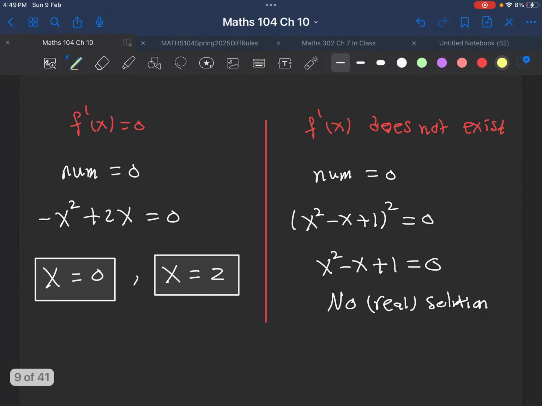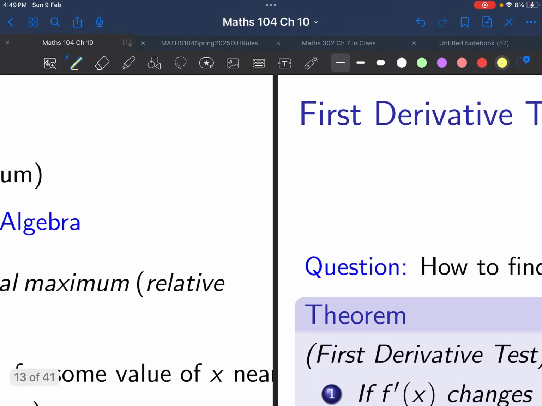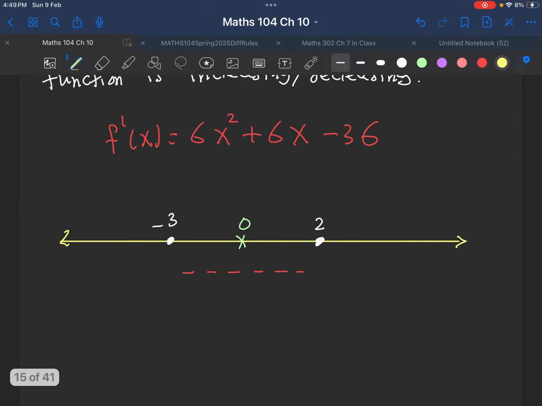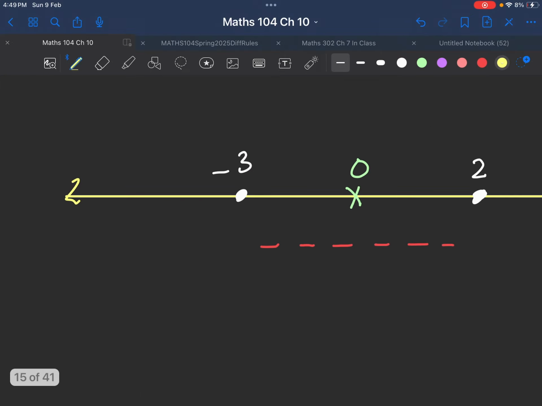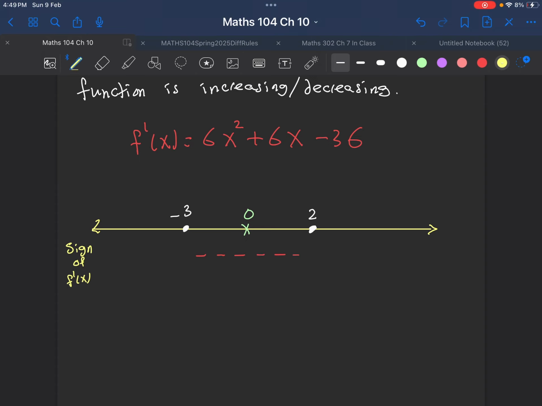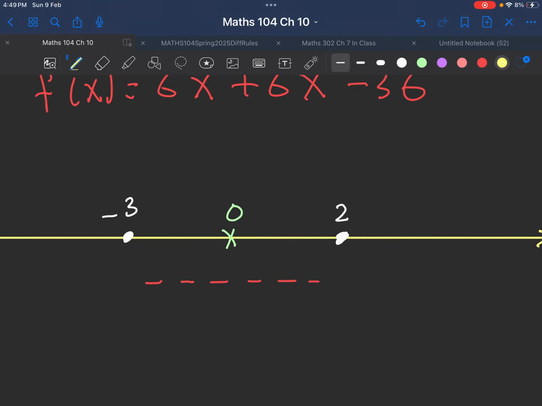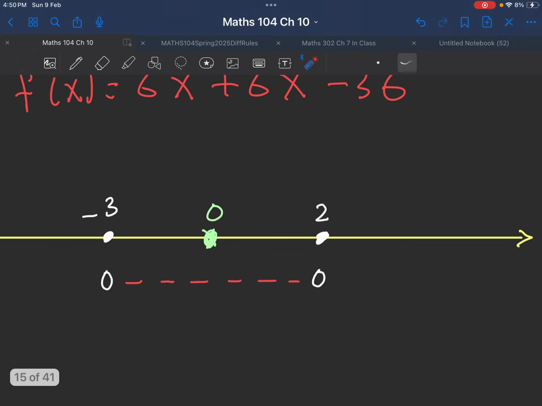So basically, what you need to do is find the sign of f prime of x. How do you know the sign? You will choose just a random number. In this case, I chose 0. Of course, at 2, the answer is 0. At negative 3, the answer is 0.